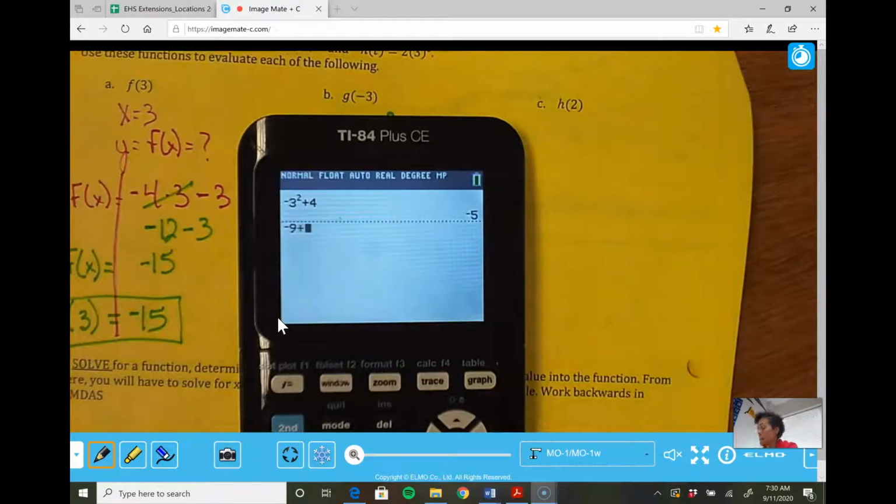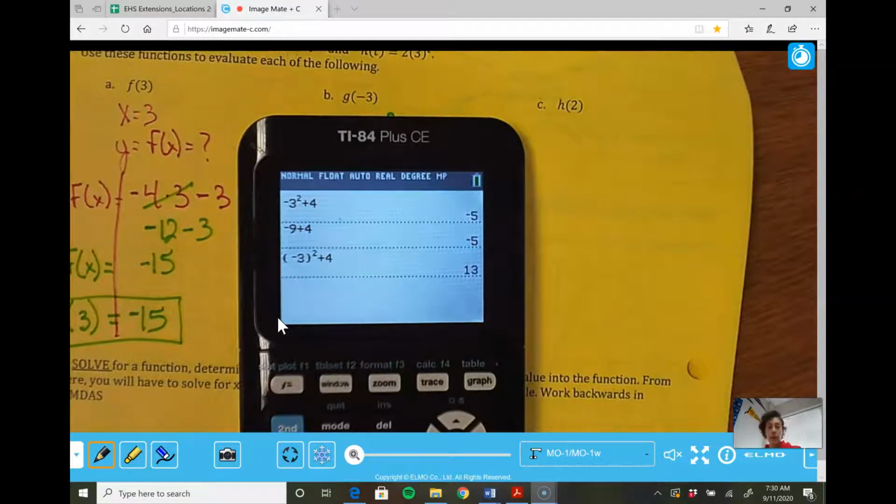So it sees this. So what I need to do is put that negative number in parentheses so it doesn't see it as the opposite of 3, but it sees it as negative 3. All right, and then I'm going to enter, and then you get your 13. So a good idea is anytime you take a number to any exponent, wrap that number in parentheses, and then the exponent will go on the outside.